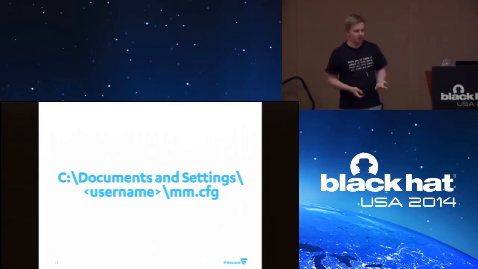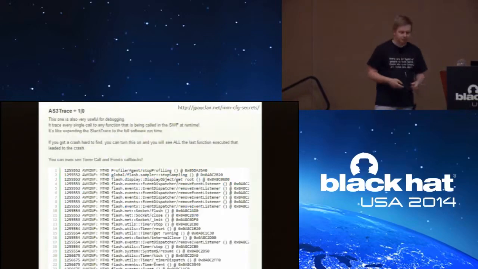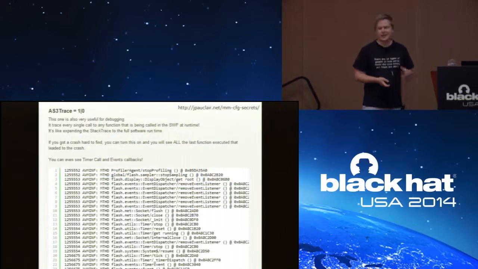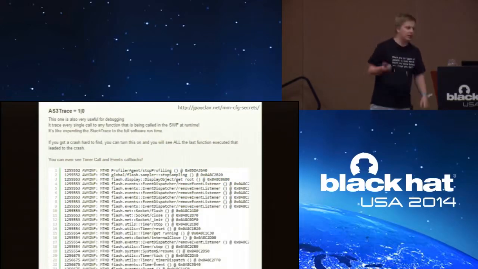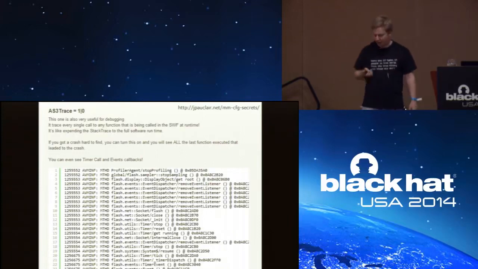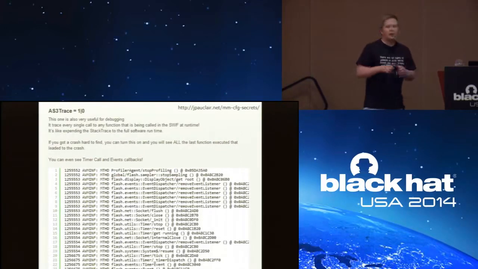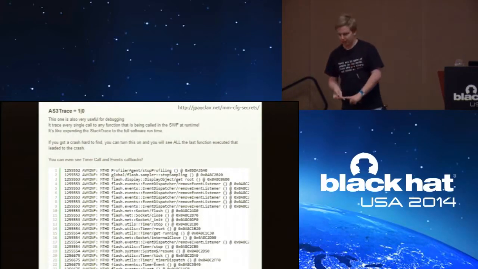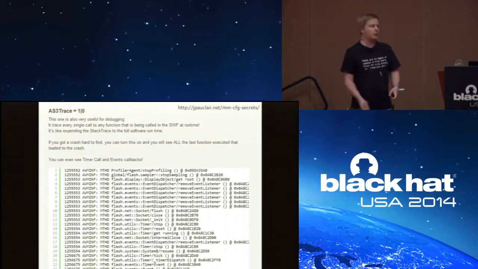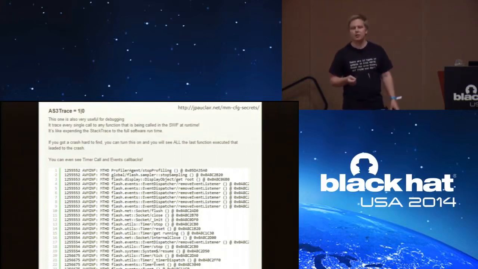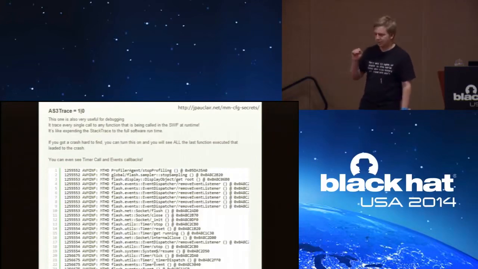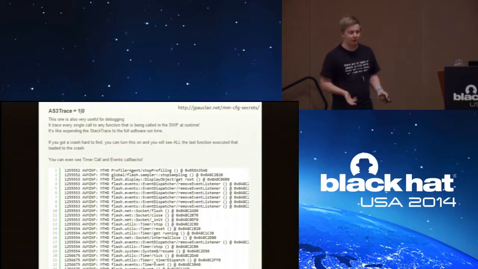It has all sorts of flags that you can set. The most useful for me was this AS3 trace. This is a screenshot from a blog post by Jean-Paul Leclerc. The URL is there on the upper right-hand corner; you can check it later from the slides. If you are running a debug build of Flash Player, which is publicly available, and you set this flag in that configuration file, you can see all the ActionScript methods that are called. That by itself is already very helpful if you're analyzing something you haven't seen before.